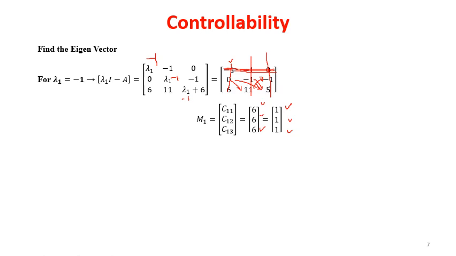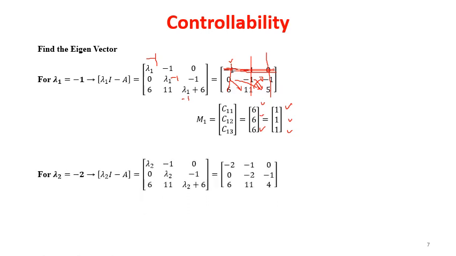Okay. Similarly, we have to do it for lambda 2 also. So lambda 2 equal to minus 2, lambda 2 into I minus A, wherever we have the previous lambda value, there we are going to substitute lambda 2. So replacement of lambda 2 will take place with minus 2. So it will be minus 2, minus 1, 0, 0, minus 2, minus 1, 6, 11 and 4. Now similarly, like M1 how we got, we have to find out M2 also.